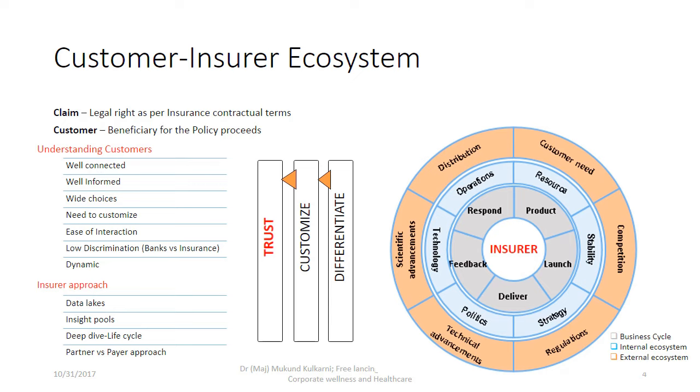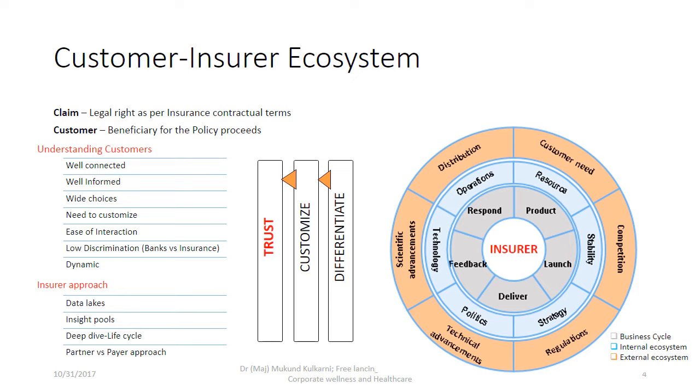And that's why it's important for insurance companies to invest in building their own data lakes or databases, from which they can deep dive and understand their customers in a much better way, differentiate customers, and get customized processes and products to build trust.